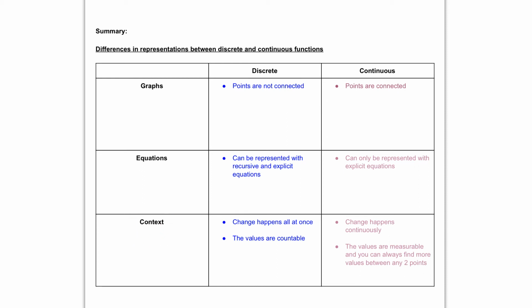And then in terms of our context, if it's discrete, the change happens all at once, or we can think of it as the values are countable. If it's continuous, the change is happening constantly or continuously, and we can look and measure those values and always find something in between two other points.